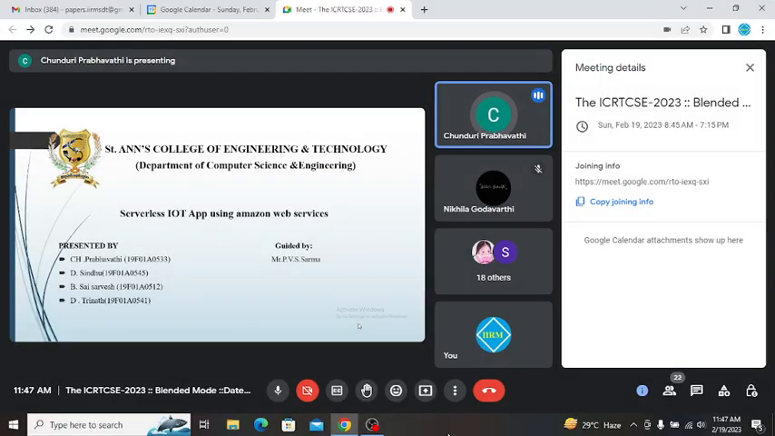Good morning to respected sir and friends. Today I am going to present a PPT on our project, a serverless IoT app using Amazon Web Services, under the guidance of Sarma sir. Our project members are Sindhu, Sarvesh and Trinath.